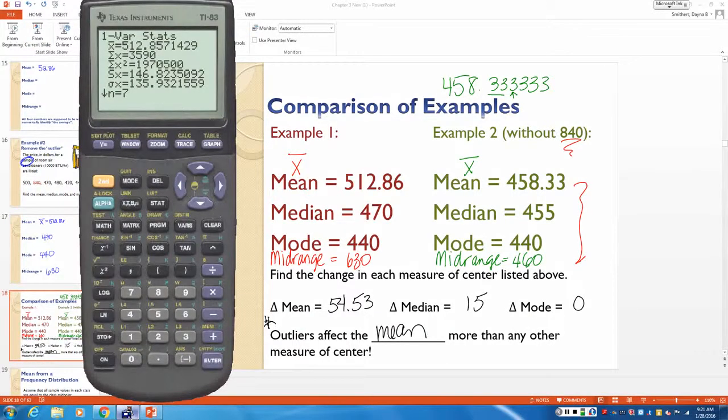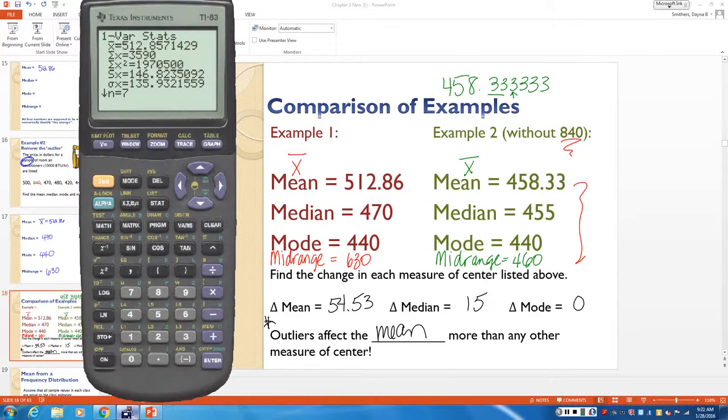What symbol do you guys see as the first symbol in your calculator? X bar. Oh, we learned that. X bar means what? Sample mean. That's how you memorize it. X bar is sample mean. So great. The calculator gave you the answer.